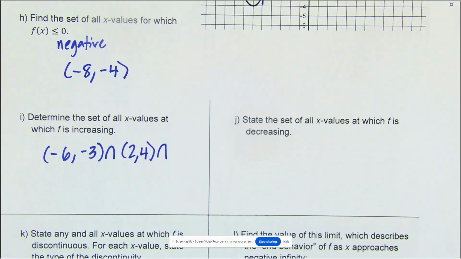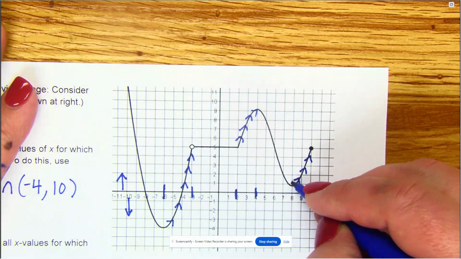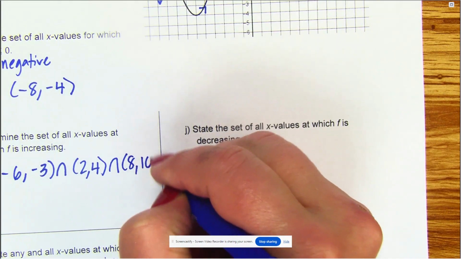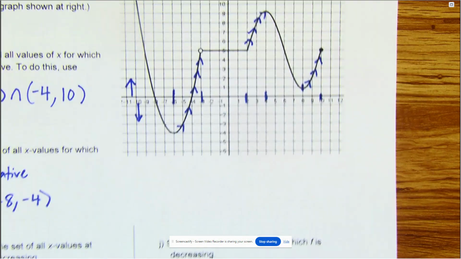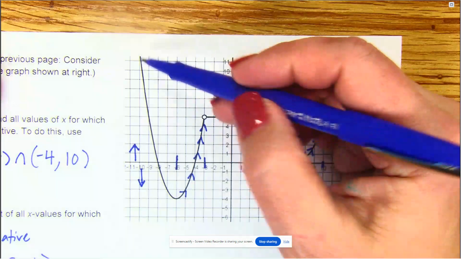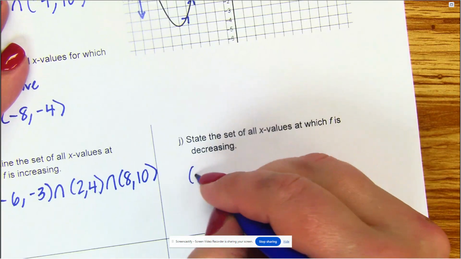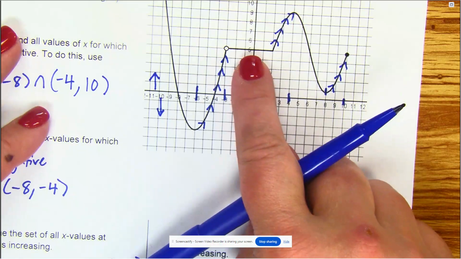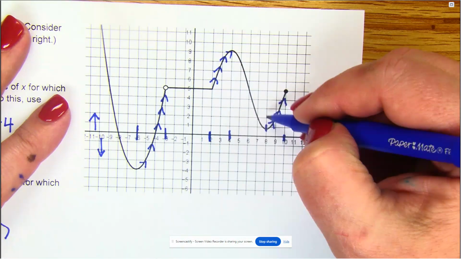And it's also increasing right here from 8 to 10. Next question, where is it decreasing? Well, all right, so from -infinity up to -6. And this is constant, it's not increasing or decreasing. And then from 4 to 8.